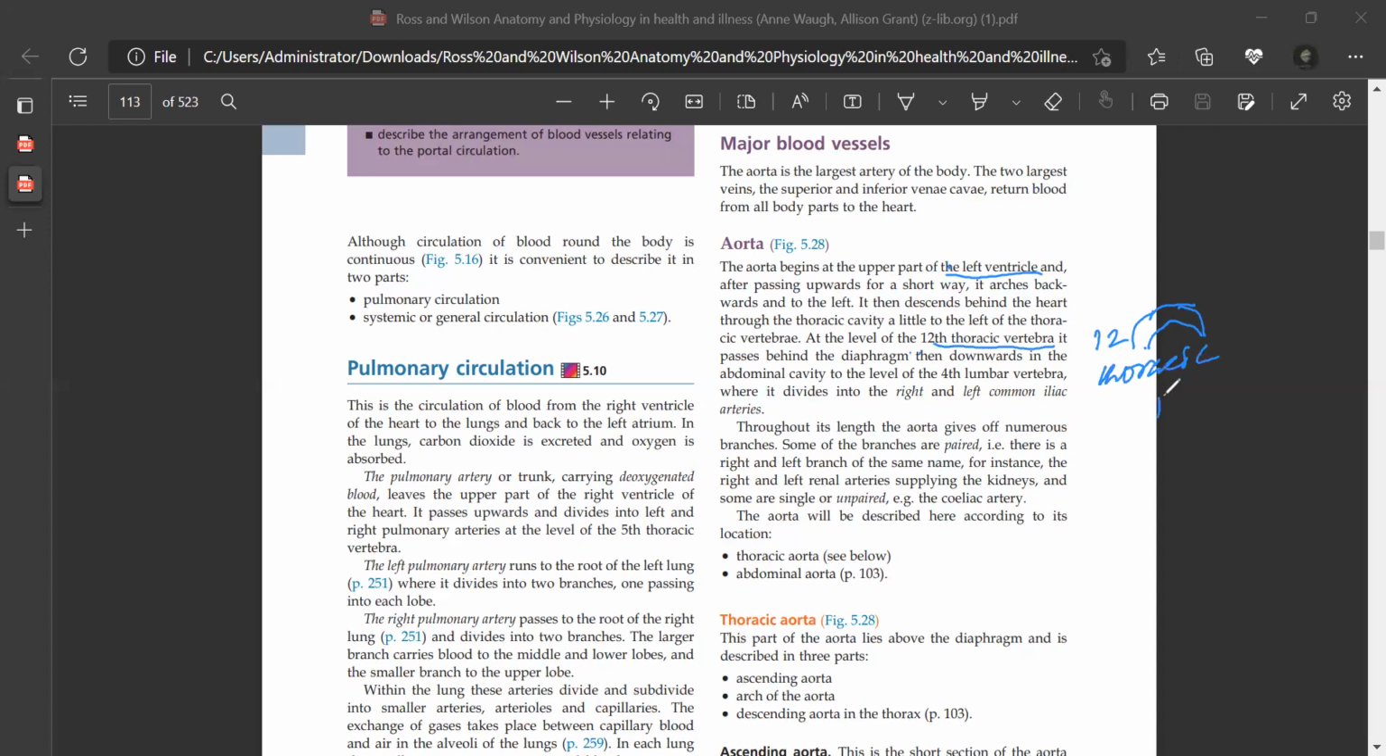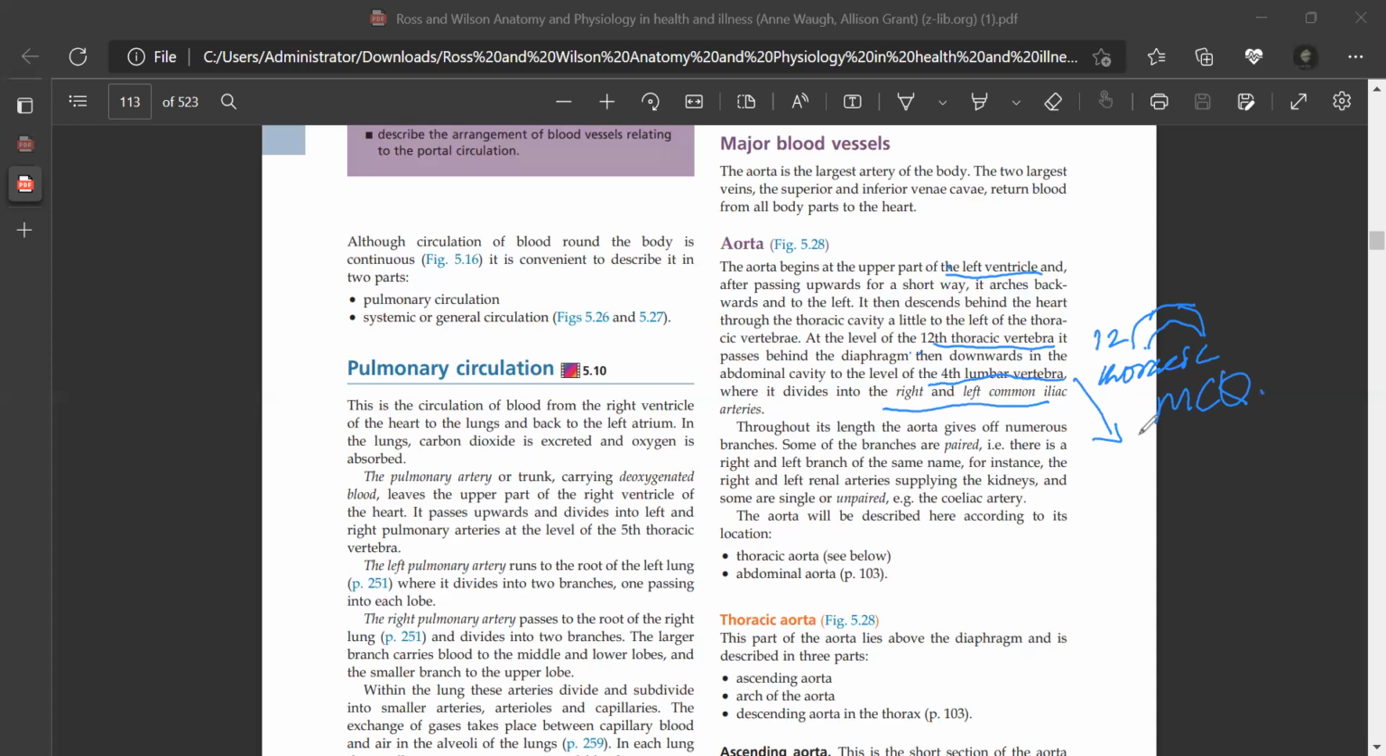So it passes through the diaphragm at the level of the 12th thoracic vertebra. It's an MCQ question: at what level does the aorta pass through the diaphragm? At the 4th lumbar vertebra, it divides into the right and left common iliac arteries, which are the terminal branches.